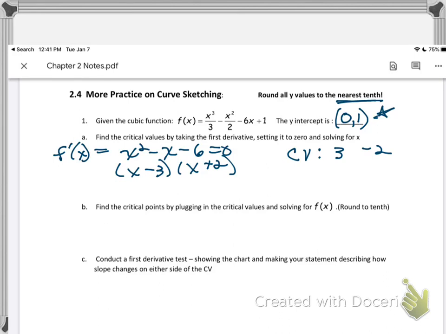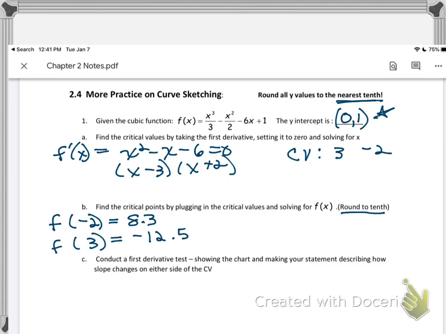Now it says find the critical points by plugging in the critical value and solving for f of x. And again, I tell you to round to the nearest tenth. So when you do that, you're going to say, what is f of negative 2? And you're going to end up getting, rounded to the nearest tenth, 8.3. Then find f of 3, and when you round that to the nearest tenth, you get negative 12.5.